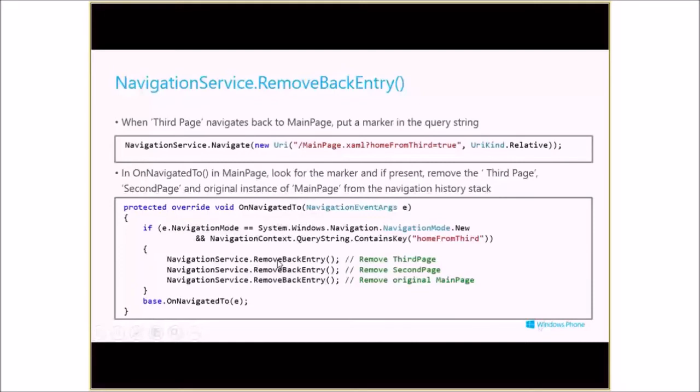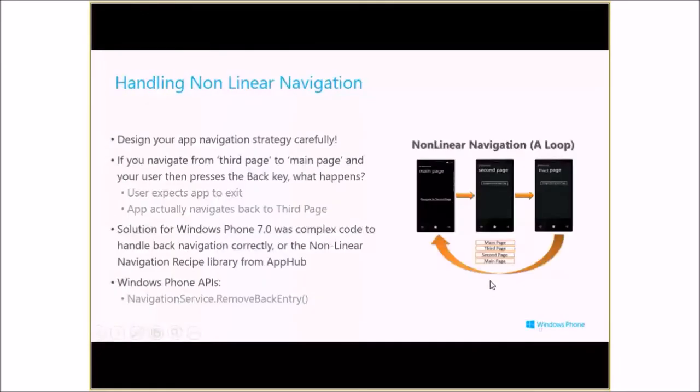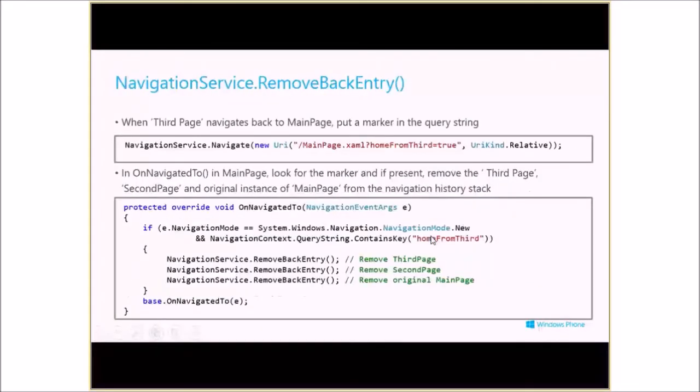NavigationService.RemoveBackEntry. Then you remove that from the navigation stack that you have. You remove the third page, the second page, and then the original page, and then you'll be back here at the main page. So you remove 1, 2, 3. It's like main, third, second, and you'll be at the main page, which is what you should do. If you're going linear, that's easy to program, no problems with that. If there is any sort of non-linear navigation, you need to do that yourself. Any questions? Anything not clear about that?